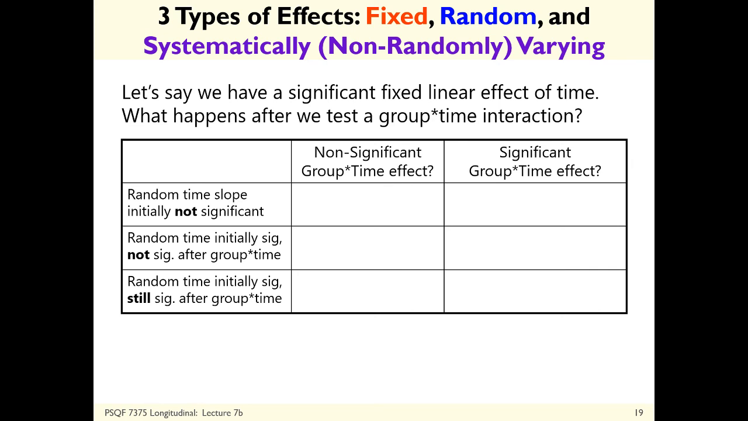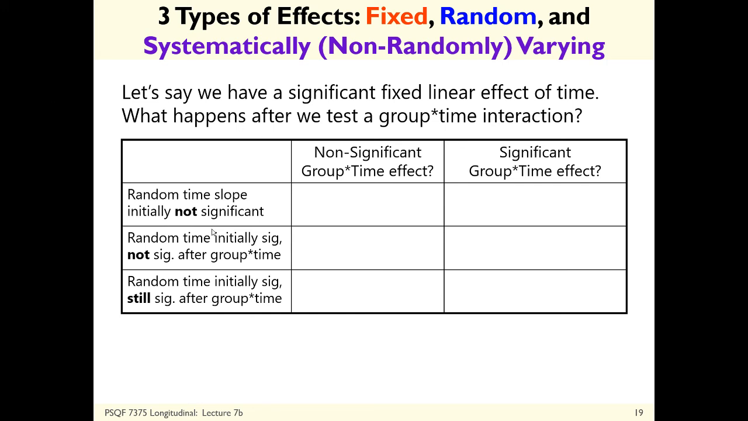The idea of systematically varying is a middle ground. It's not that it's random and everybody needs their own. It's that people need different ones systematically or deterministically as a function of a predictor. So for instance, maybe boys and girls need different slopes. But within gender, everybody gets the same slope. I would call that a systematically varying effect. The time slope varies systematically by gender, but not randomly otherwise.